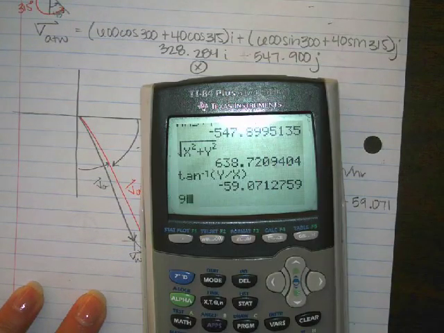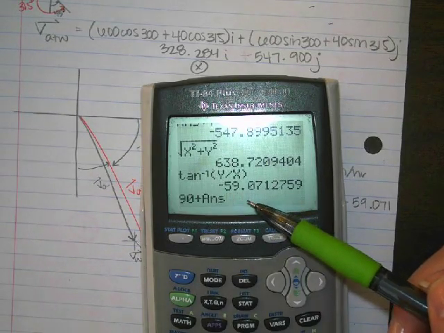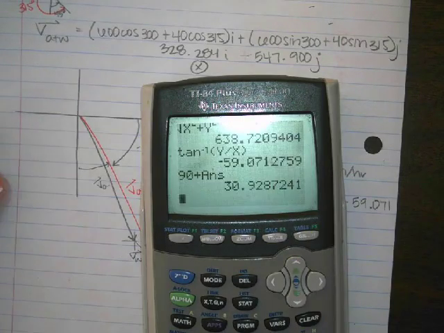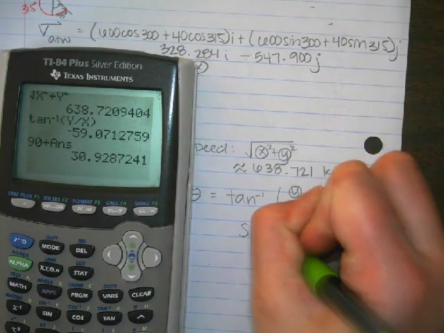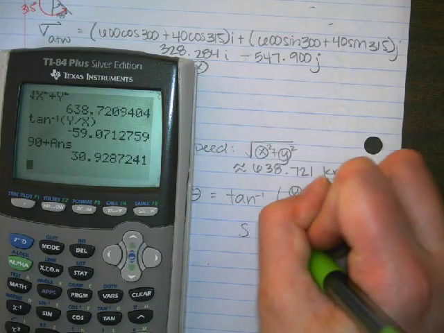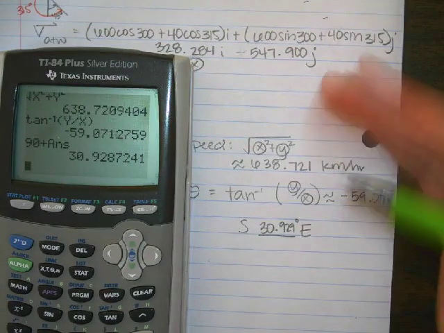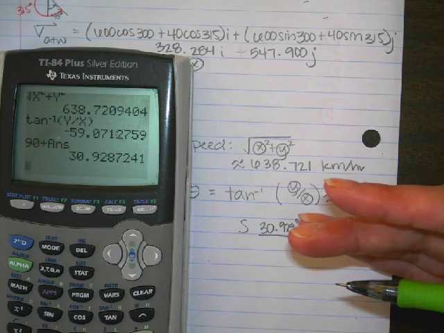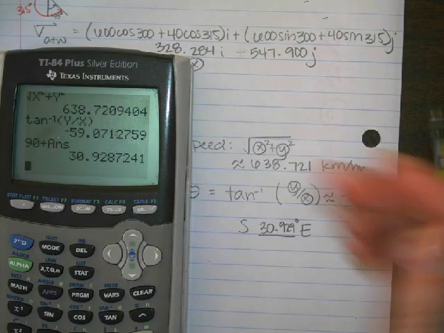So I'm going to go ahead and say 90 plus the second answer. The reason I'm saying plus this time is because the angle itself was already negative. So I don't want to minus it because that would make a much bigger angle. So that would be 30.929 degrees east. So as we're writing down the math in the middle of the problem, we're using 3 decimal places. And then when we write our answer in the sentence, we can go ahead and round to whole numbers.